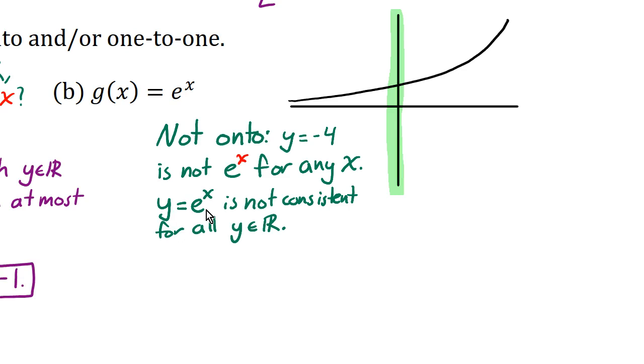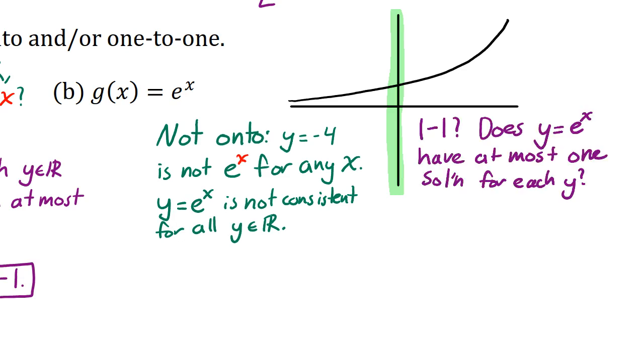Wait, I just did onto. I meant to say 1-to-1. Is it 1-to-1? So if it's 1-to-1, that means y equals e to the x has at most one solution for each y. And we know some values of y that make it so y equals e to the x has 0 solutions. Those are negative numbers, or 0.